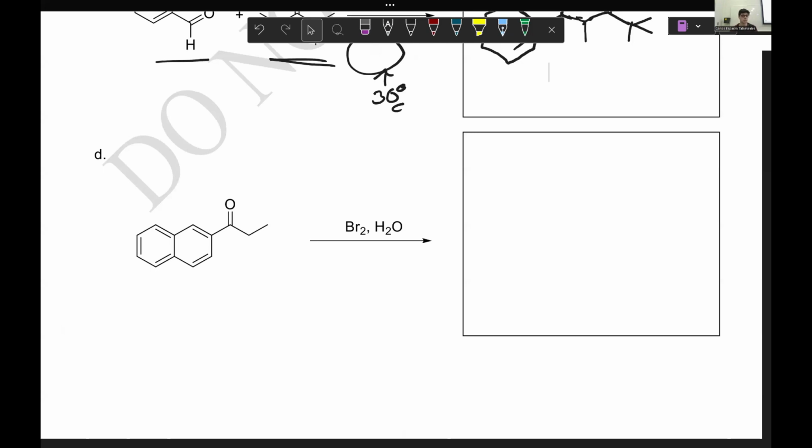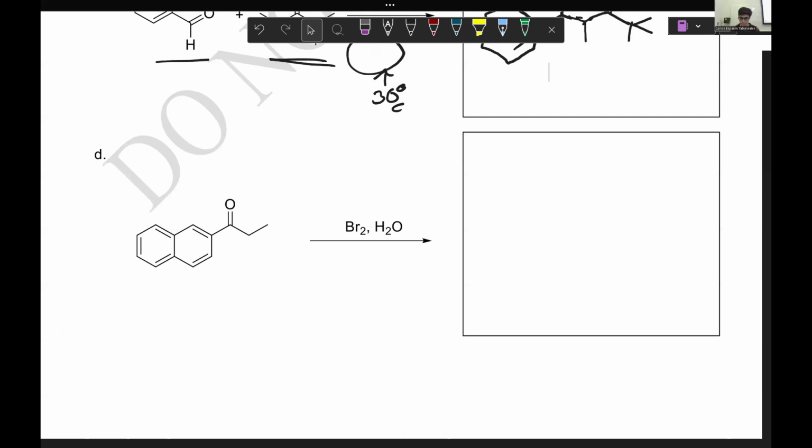Okay, so we can probably talk about it now. So what kind of reaction is this one? Does anybody know? Alpha. Yeah, so it's the one where you just stick a halogen at the alpha position, replacing the alpha proton.